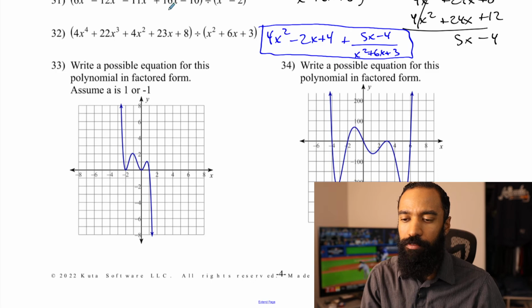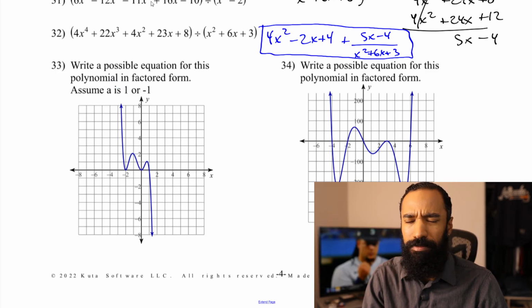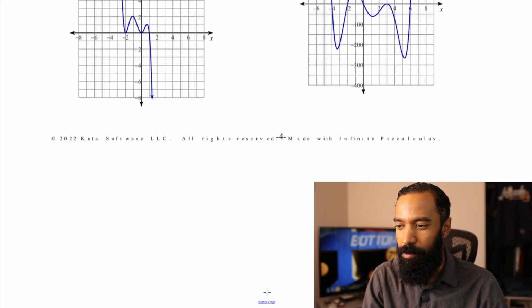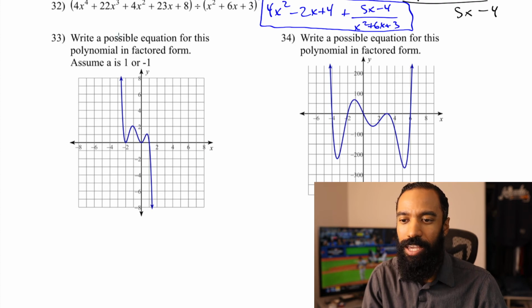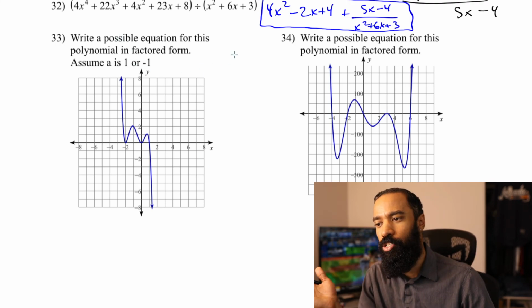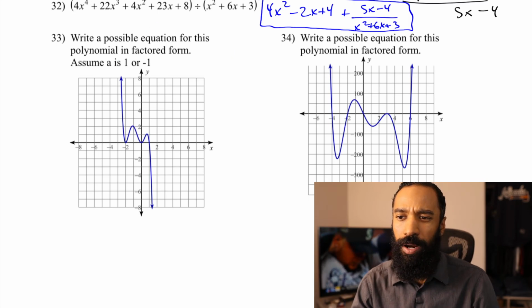Write a possible equation for this polynomial in factored form. Assume A is 1 or negative 1. And the reason they say that is so you don't put another number in for A, and no one else here would.